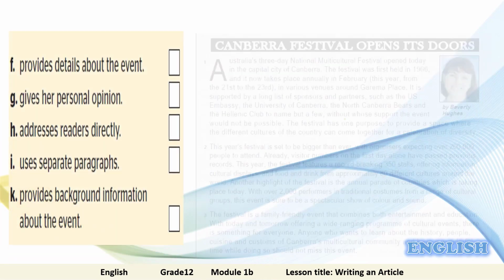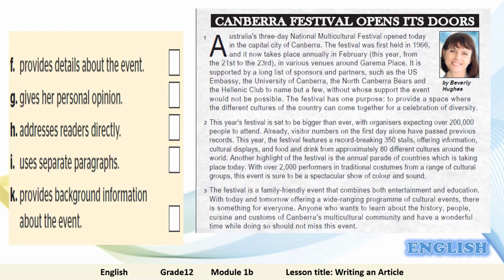Of the list. We have the whole article here right now. Let's see. Does your writer provide details about the event? Right in the middle. Yes, she does. Does she give her personal opinion? She's not being friendly and chatty, which means no personal opinion. She's being very formal and objective.